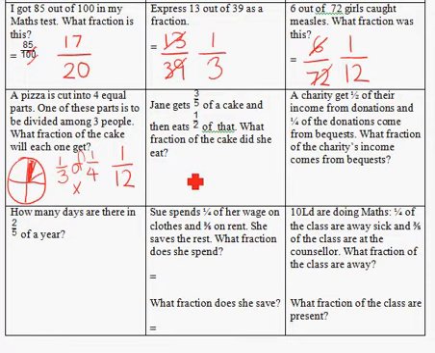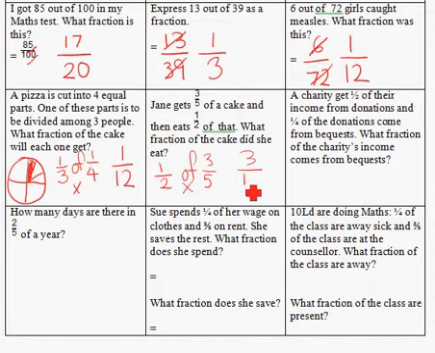Jane gets 3/5 of a cake and then eats half of that. So she eats half of 3/5. What fraction of the cake did she eat? Of means times, same operation. 1 times 3 is 3, 2 times 5 is 10. She actually ate 3/10 of the cake.